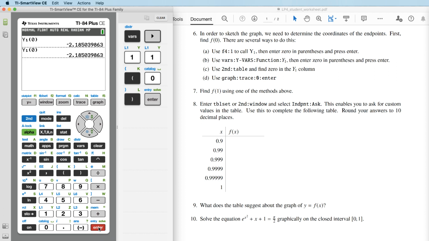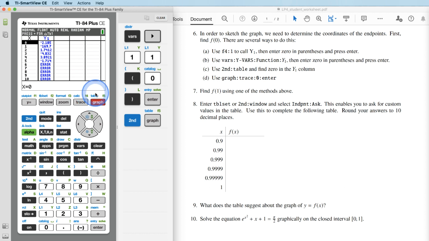Another way to get f of 0 is using our table. So I'm going to hit second graph, which will take me into the table. Table's in blue, so to activate that, we hit second and then the graph button. And right away, it's highlighting 0. So f of 0, I can see is negative 2.185. Now that doesn't display as many decimal places as I had on the home screen, but I can just arrow over that value, and we actually get more decimal places displayed here than we did on our home screen. So this is another way to get f of 0 with a high level of accuracy.